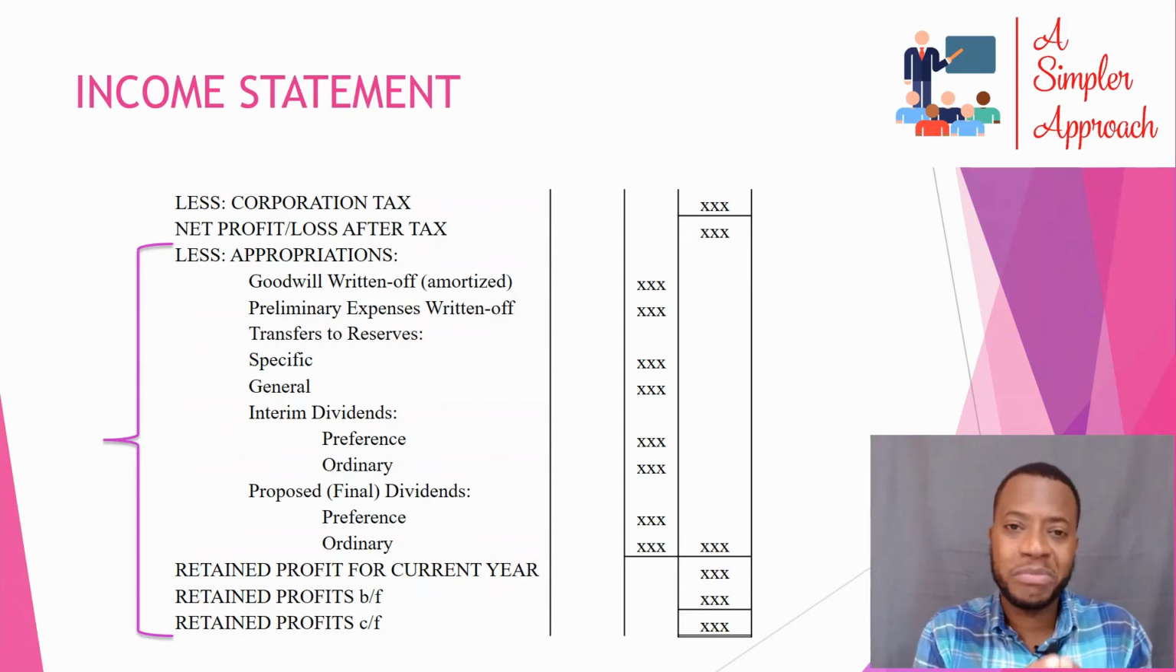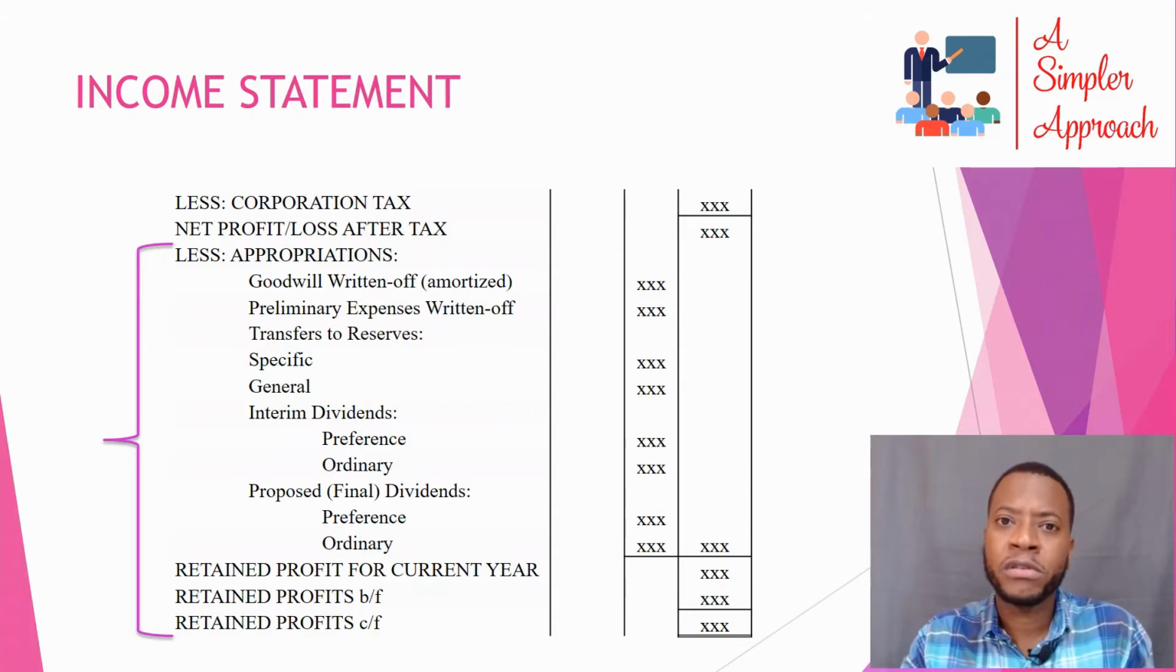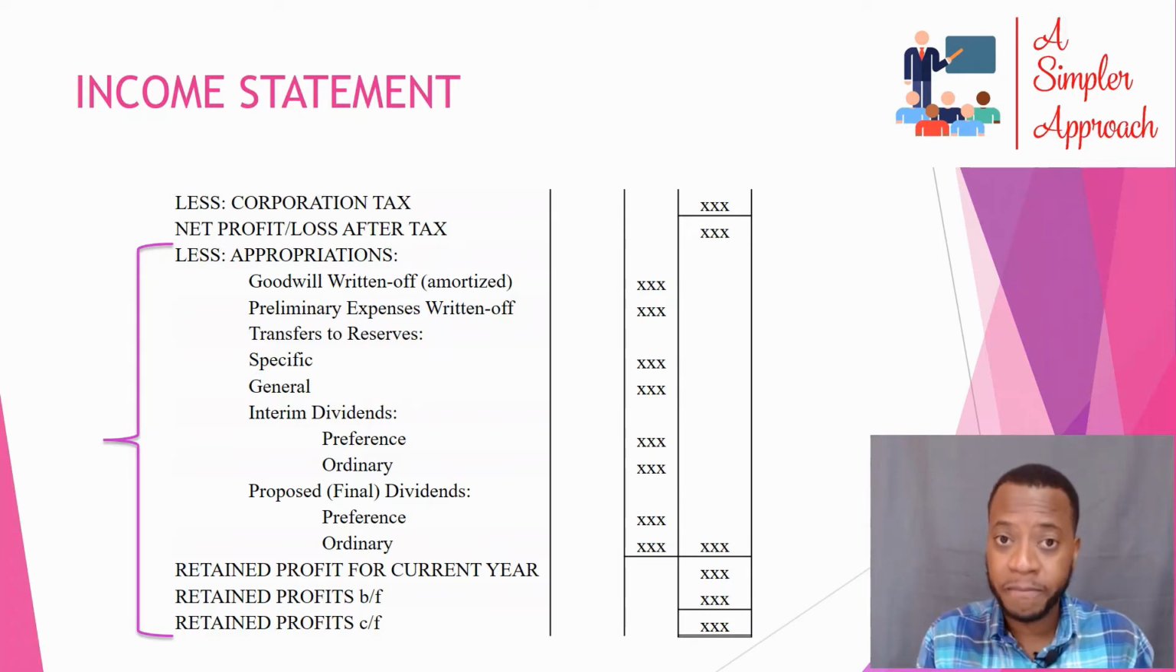So where you see specific, that speaks to a detailed reserve, foreign exchange or asset replacement or whatnot. So if it is called that, you would put it there. If it's general, you would put it there. All right?